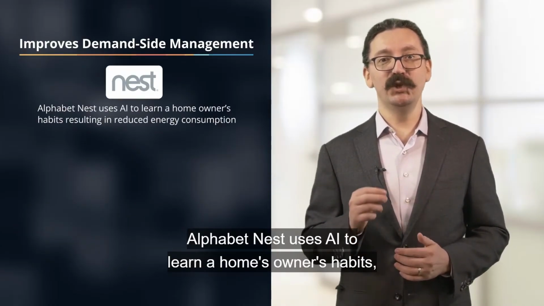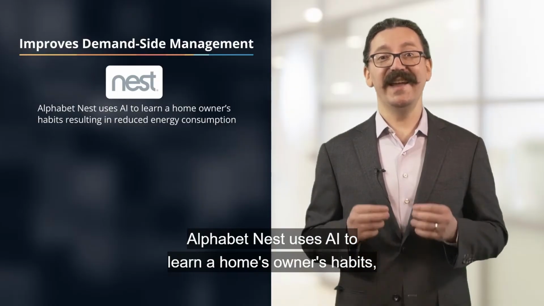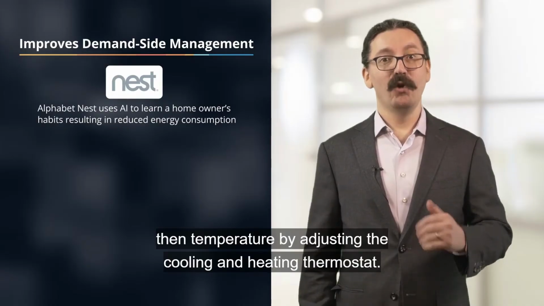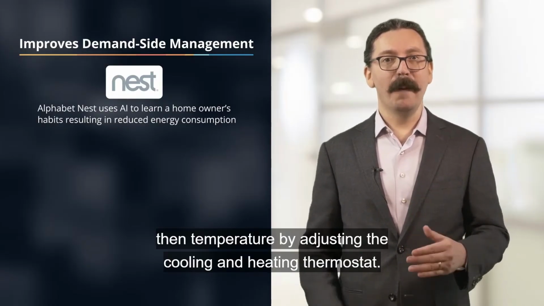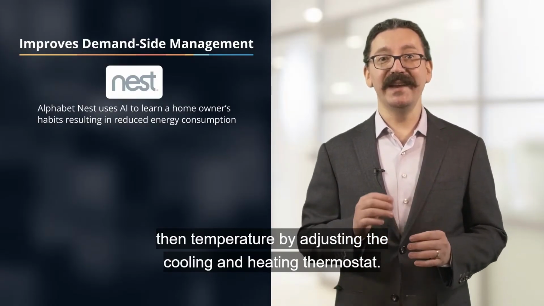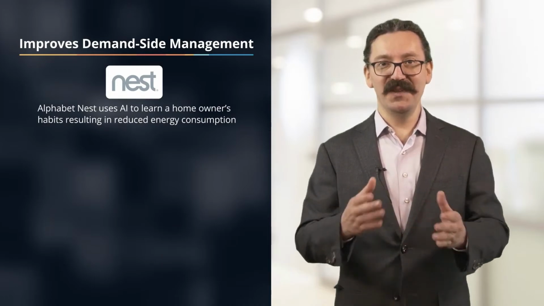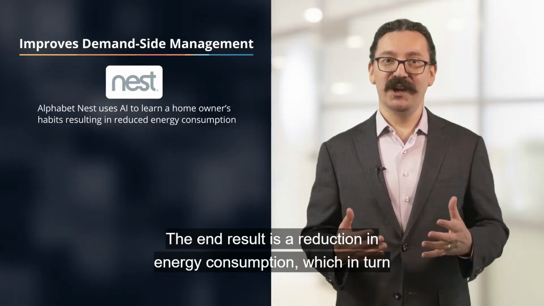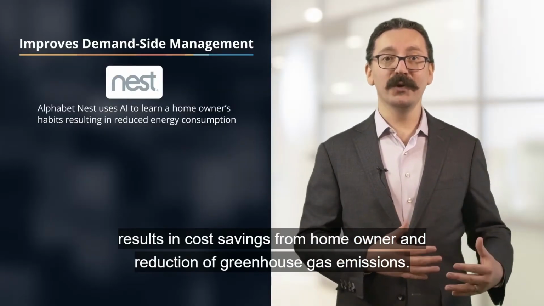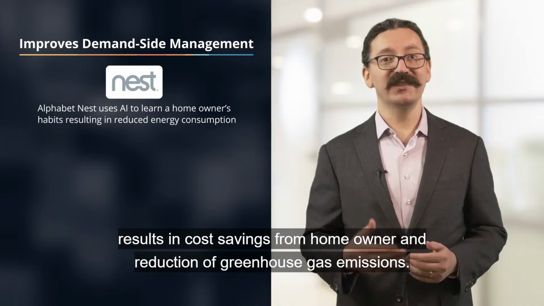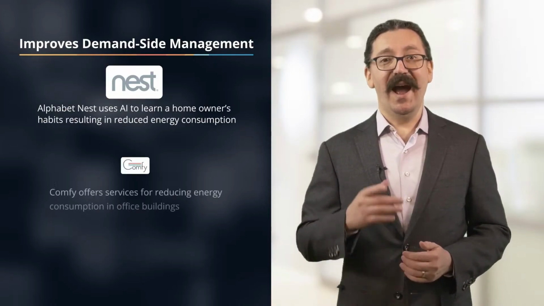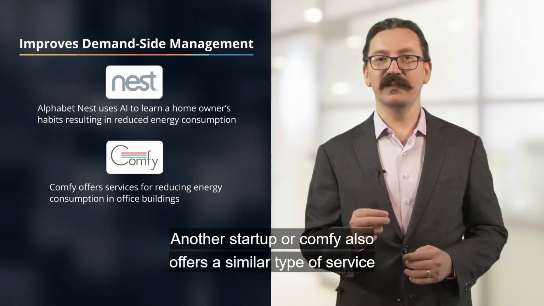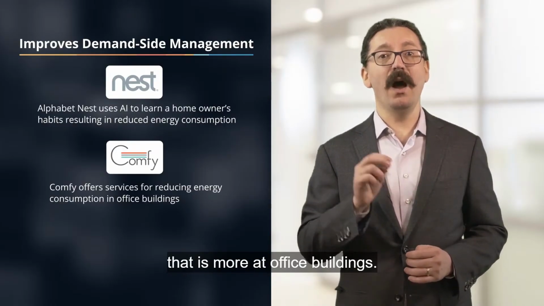Alphabet Nest is a US-based startup that uses AI to learn a home's occupants' habits, then control the home's temperature by adjusting the cooling and heating thermostat. The end result is a reduction in energy consumption, which in turn results in cost savings for the homeowner and reduction of greenhouse gas emissions. Another startup called Comfy also offers a similar type of service that is aimed more at office buildings.